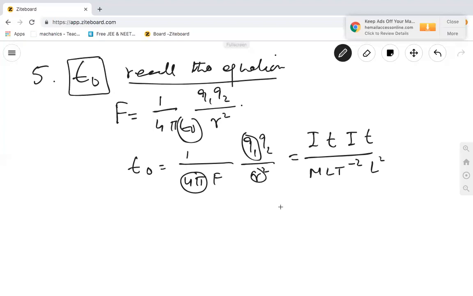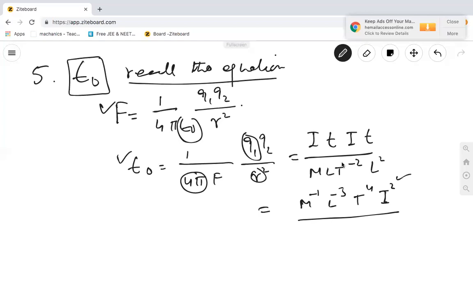So it is M minus 1, going up. It is L cube, so L minus 3. It is T square, T minus 2 in the denominator goes up, T plus 2, so T4. And I square. You can even write it as I squared. This is the answer. Recall this equation, make epsilon 0 equal to this, and finally get the answer.